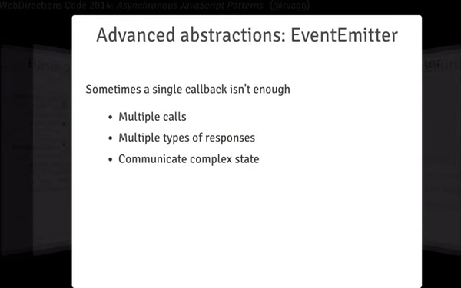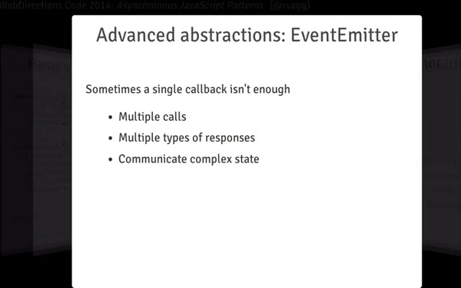Event emitters in Node, as I said, are like most other environments. jQuery's got its own event emitters. So sometimes a callback is not enough. You want something to be called multiple times. In Node, it's a general practice that you should only call a callback once from an API. So if you need to call a callback more than once, use an event emitter. If you've got multiple types of responses, use an event emitter.